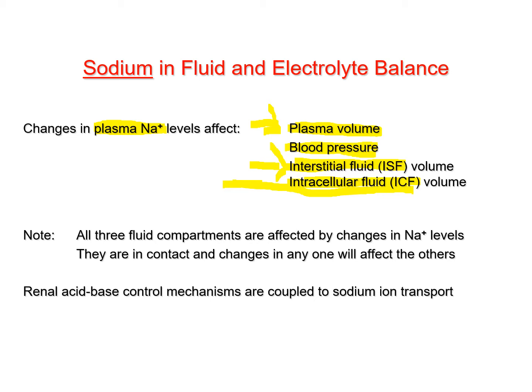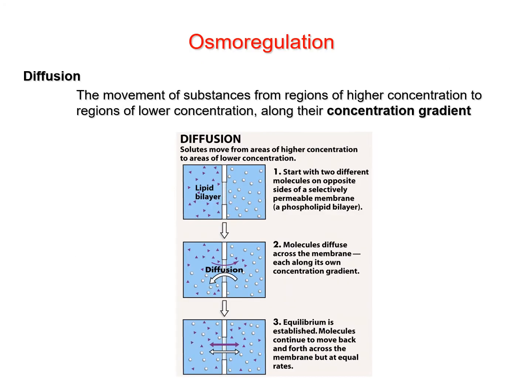The other thing about sodium is that, and this is I think the only thing right now that we're going to talk about in relation to acids and bases, the control mechanisms, renal mechanisms that control pH levels, are always coupled to sodium ion transport. In order to change pH, you have to move sodium ions also.